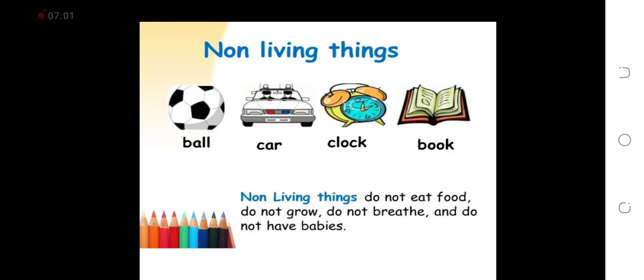The three main groups of living things are plants, animals, and humans. And as humans are also animals, we can say that living things have two main groups, plants and animals. Got it?